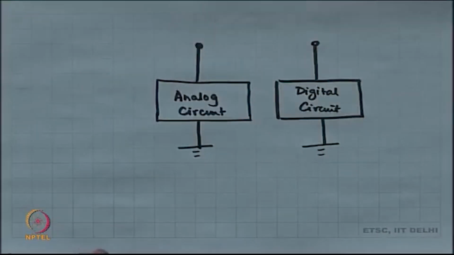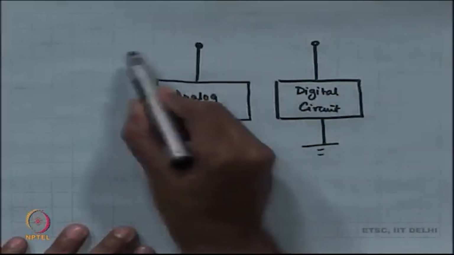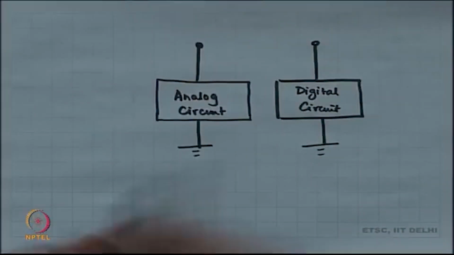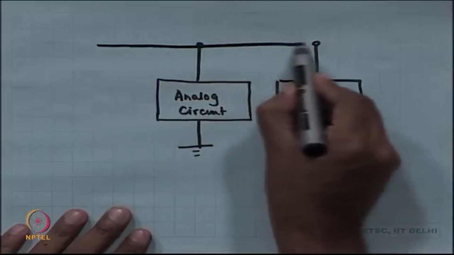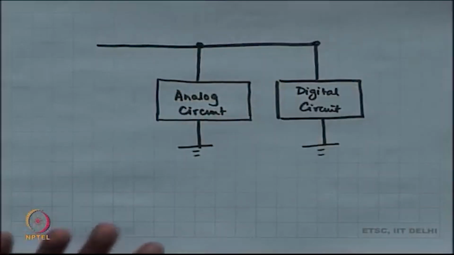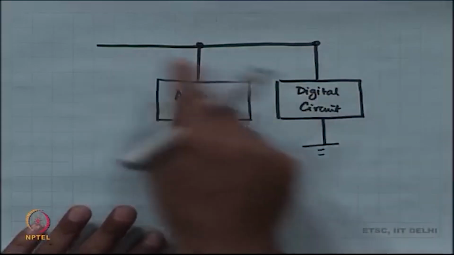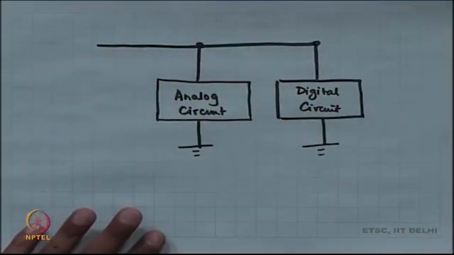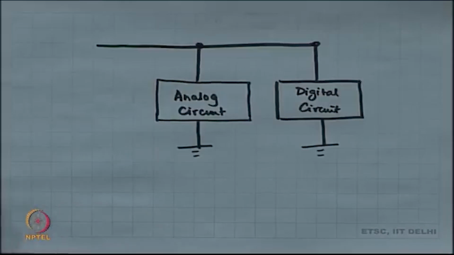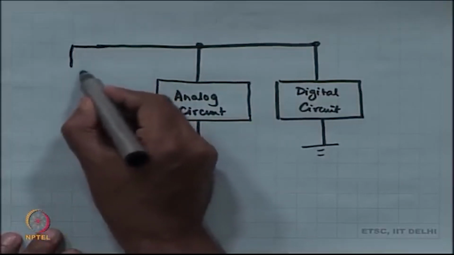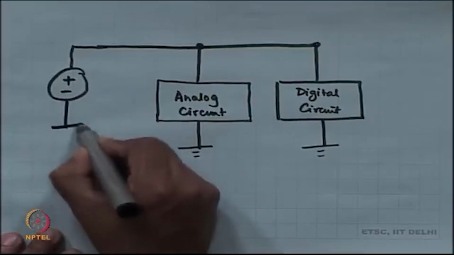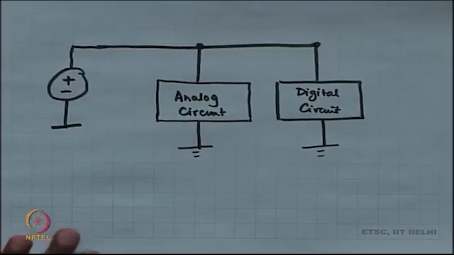Now, when I do such a thing, in the crudest possible case, you might have these two as the same power supply. And this wire is going all the way to the battery or the power supply. Now, this all looks very nice, but the problem is that the battery will have some source resistance.